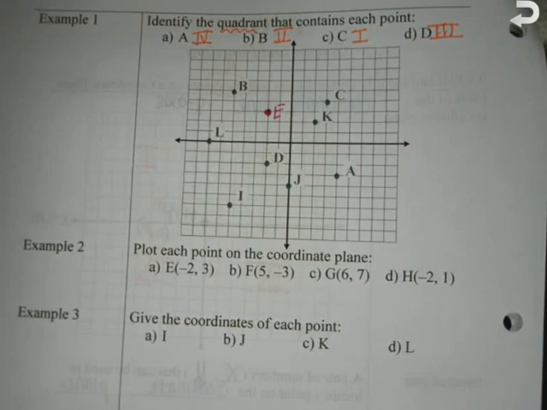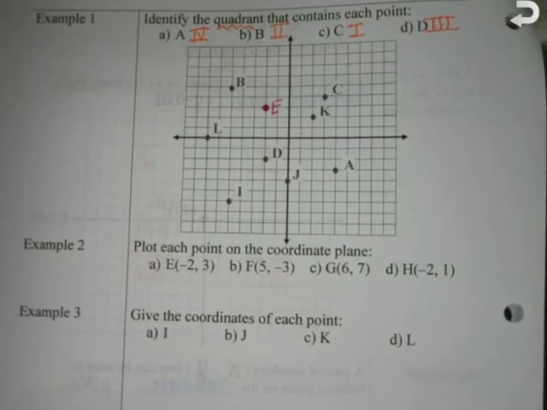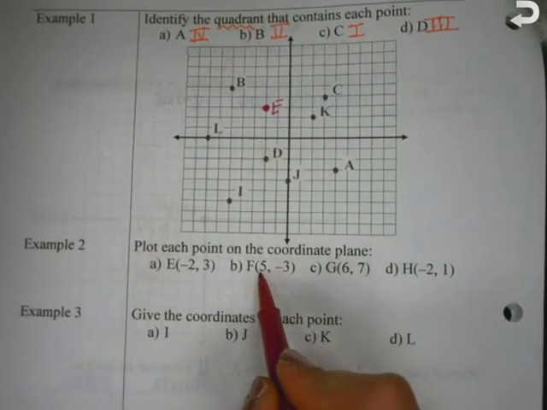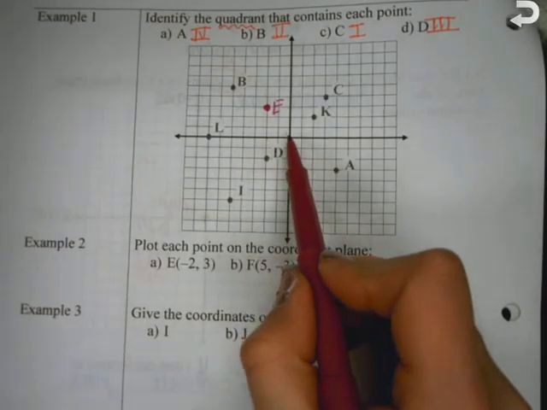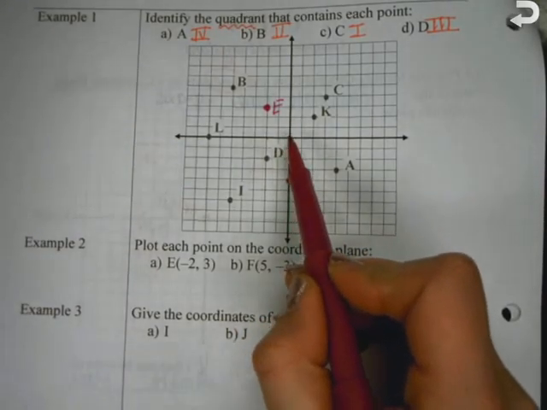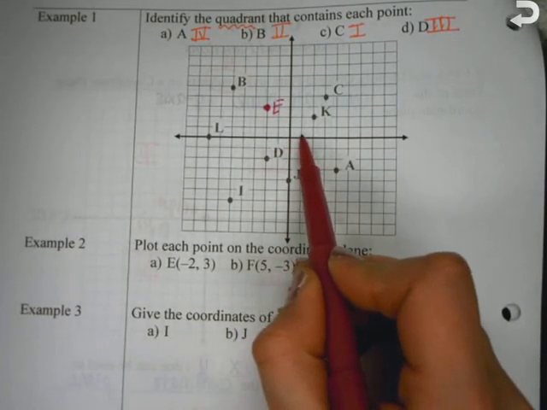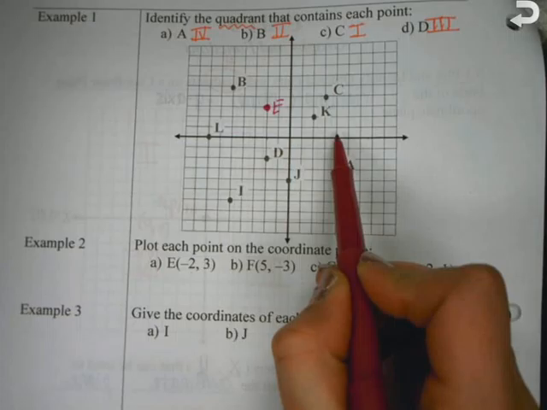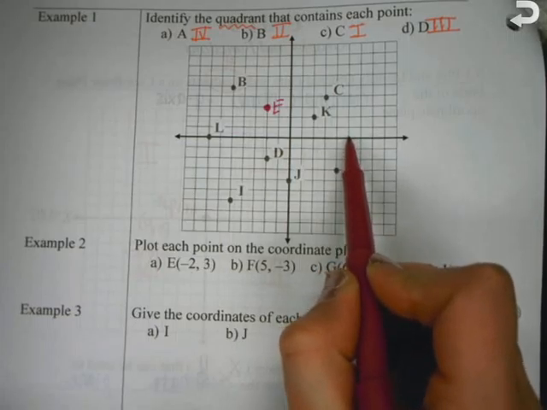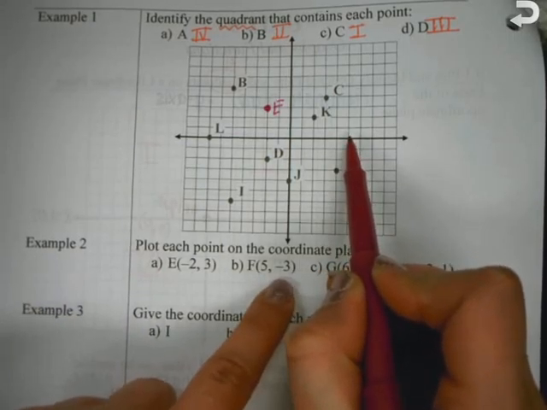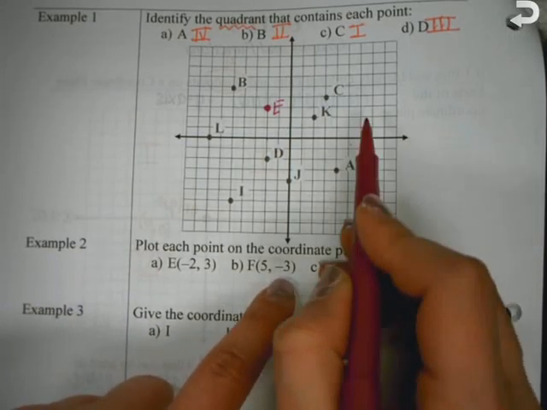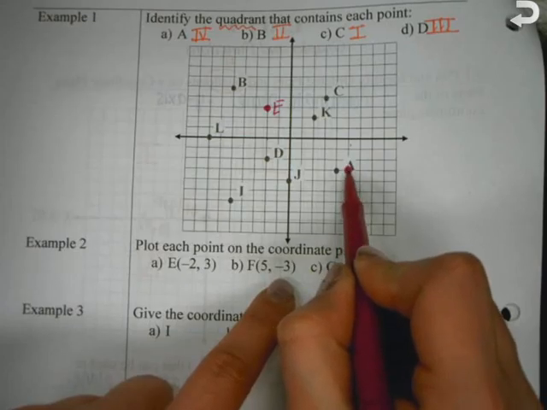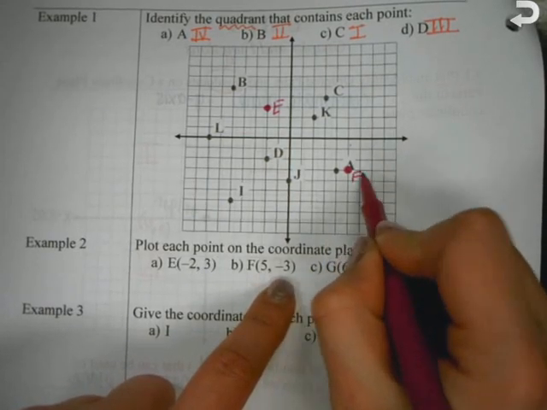Do B, C, and D by yourself right now. Okay, so point F is at 5, -3, so I'm going to start at the origin and go to the right 5 spaces. 1, 2, 3, 4, 5. And then my Y coordinate is -3, so I'm going to go down 1, 2, 3, right on top of where A is. Well, I got it right. Oh, wait, no.